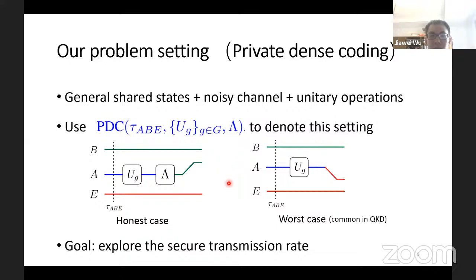In this case, we will assume that Eve is so powerful that she can intercept the state sent by Alice through a noiseless channel. This is our worst case. This assumption is also common in quantum key distribution. So our goal is to explore the secure transmission rate in this setting.